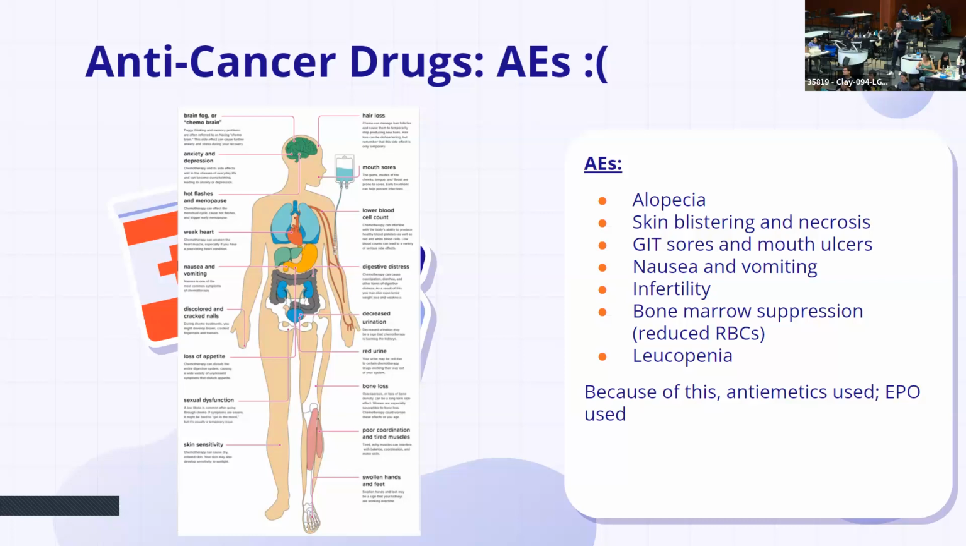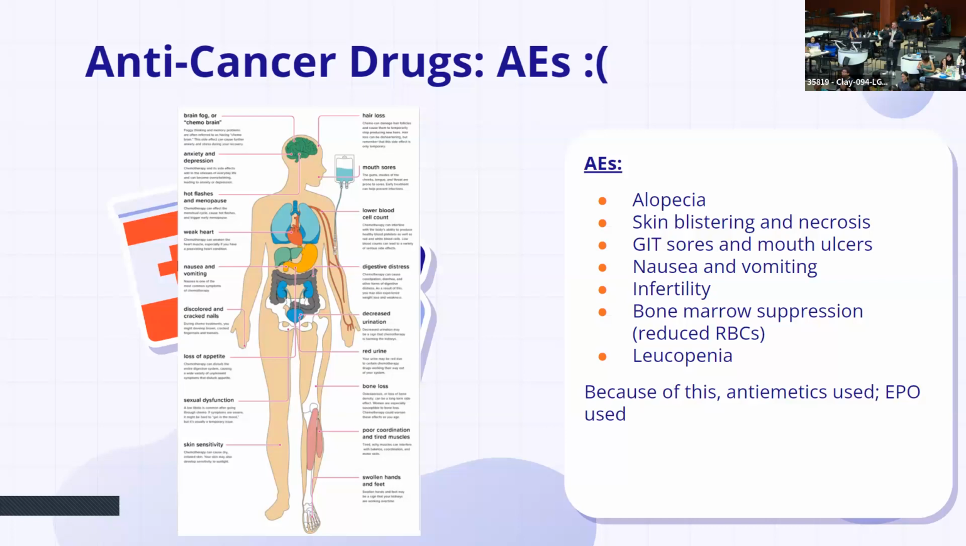Adverse effects of anti-cancer drugs, there are many, and it's really quite unfortunate. What the anti-cancer drugs are doing is targeting cells of your body that can grow really quickly. And because of that, they're going to affect things like hair growth, so alopecia, and they're going to target skin because that falls off and grows quickly, so skin blistering and necrosis. There's a whole other list of them, but there's some good ones.